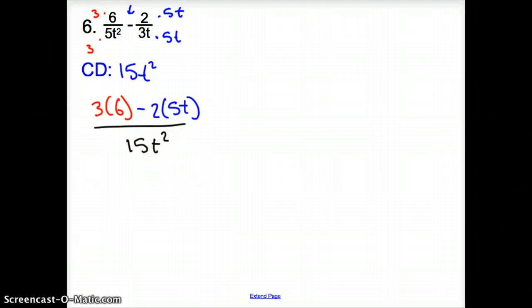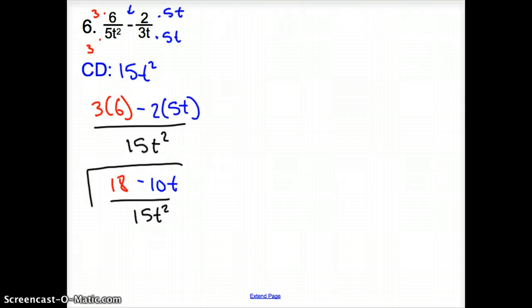Let's multiply things together. This is going to be 18 minus 10t. That all goes over 15t squared. And this is your simplified answer.